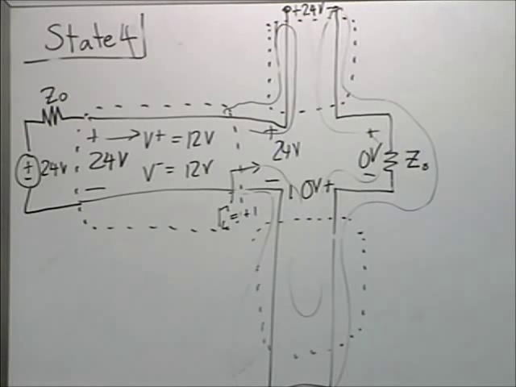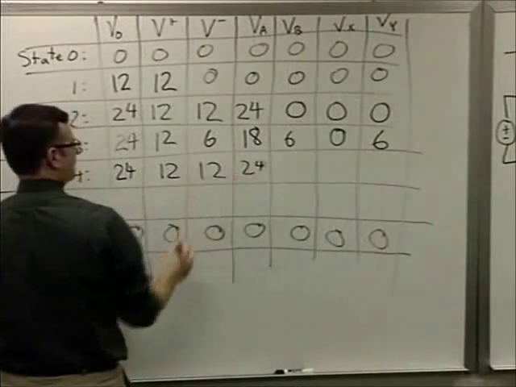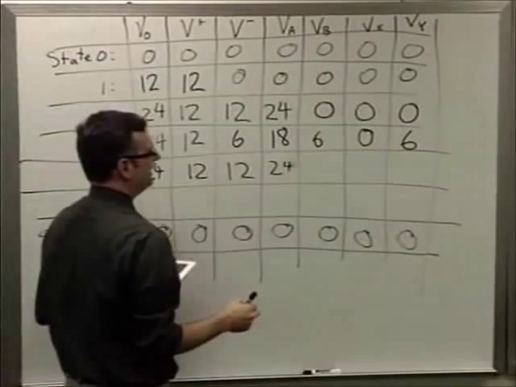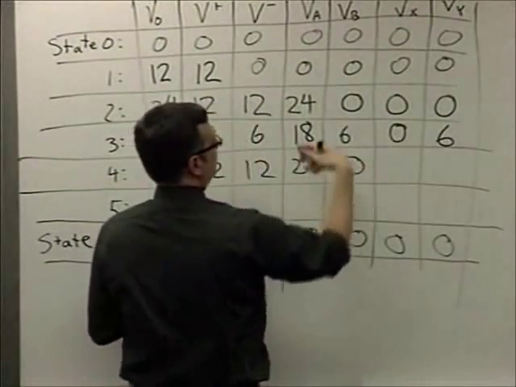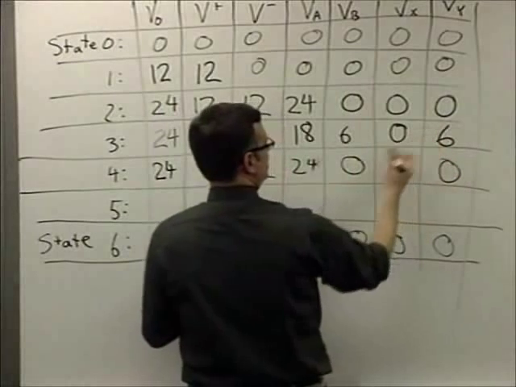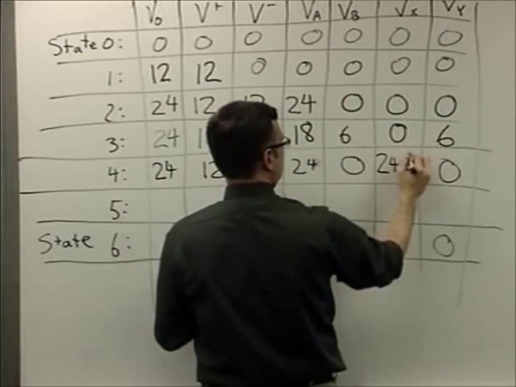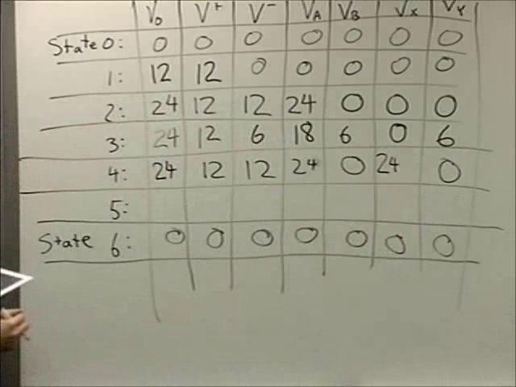So let's see, front of the line is 24, end of the line is 24. 12 volts going to and from the end of that first line. We said VB was 0 volts, VY was also 0 volts, and all of our 24 volts is at the end of that top line.